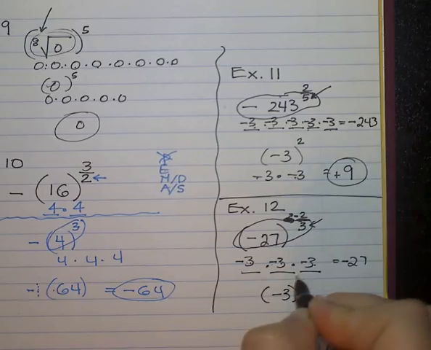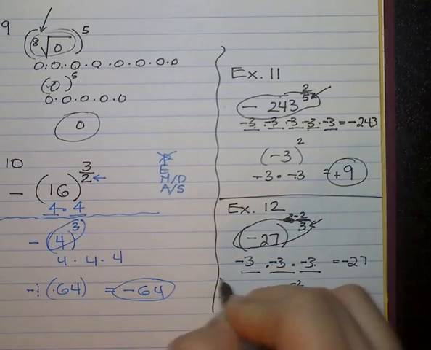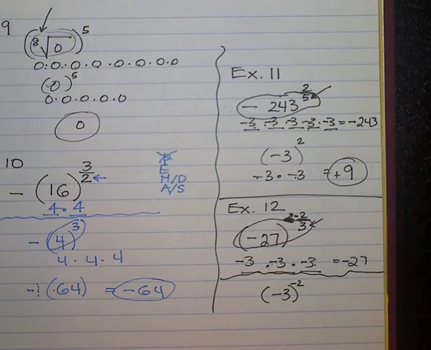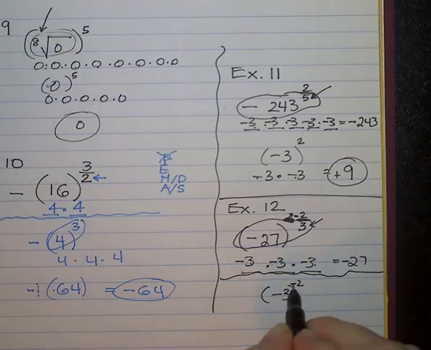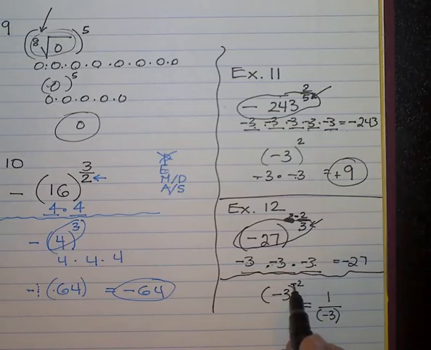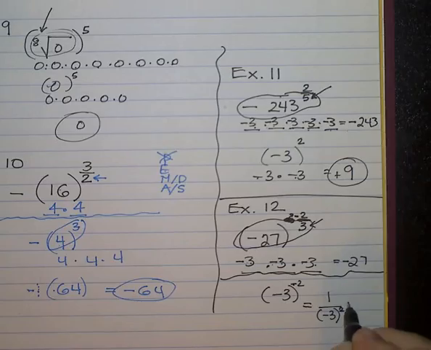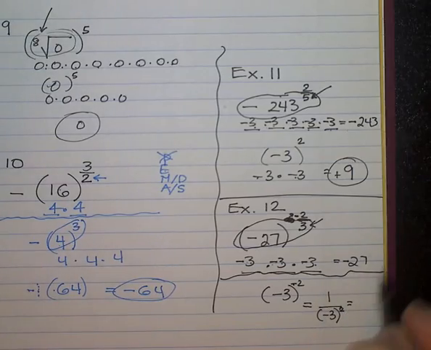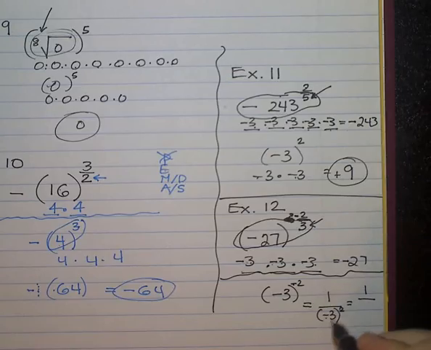Now I'm going to bring down the negative 2. The negative sign in front of the 2 says this negative 3 isn't happy. It's currently on top, and I'm going to move it to the bottom. Now it's happy, and I show that by writing a positive 2 as the exponent instead of a negative 2. When I evaluate that, 1 remains on top, and negative 3 times negative 3 is positive 9.